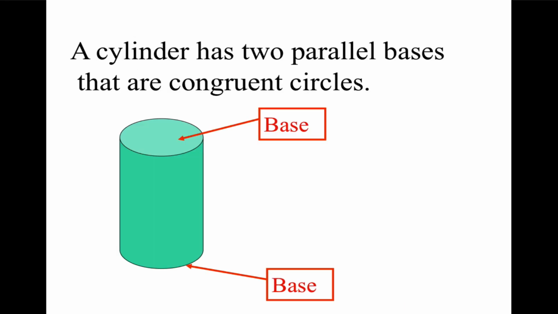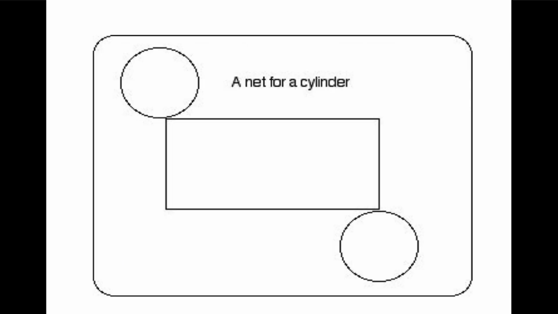A cylinder has 2 parallel bases that are congruent circles. And, well, that's pretty much your definition of a cylinder. And please draw one. Take a look at the bases. So the net of a cylinder could look like this. Try to make the circles identical to one another. And when you unroll it, it's like taking the label off a soup can. You'll get a rectangle.